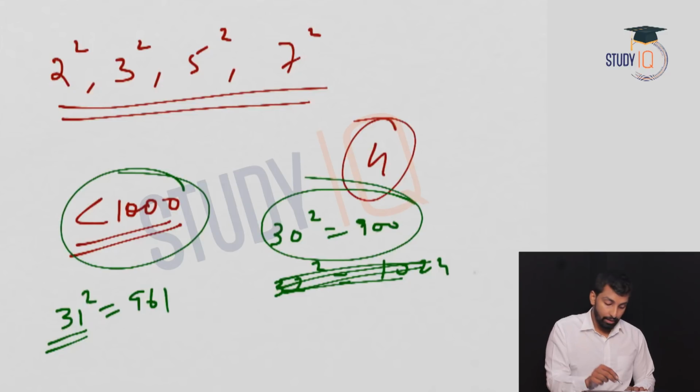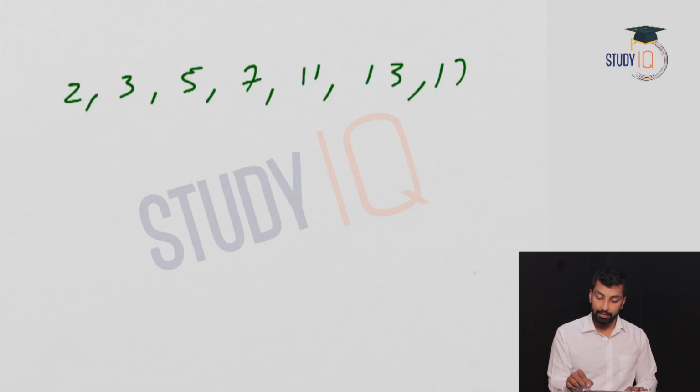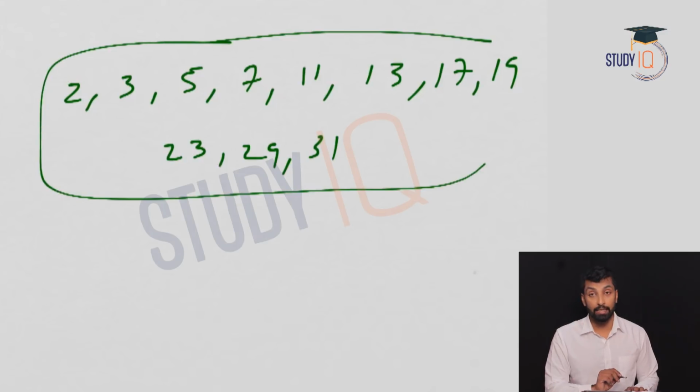So what you need to look for is the number of prime numbers up to 31. How many are there? 2, 3, 5, 7, 11, 13, 17, 19, 23, 29, 31. So this is your answer. Just count and write the answer. So the number of numbers having exactly 3 factors less than 1000, this is your answer. I hope the logic is clear for you. Now, I give you a very special question.